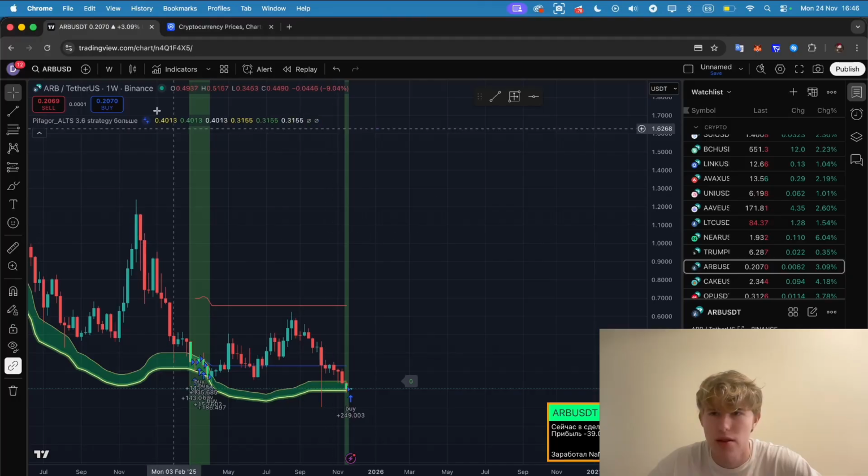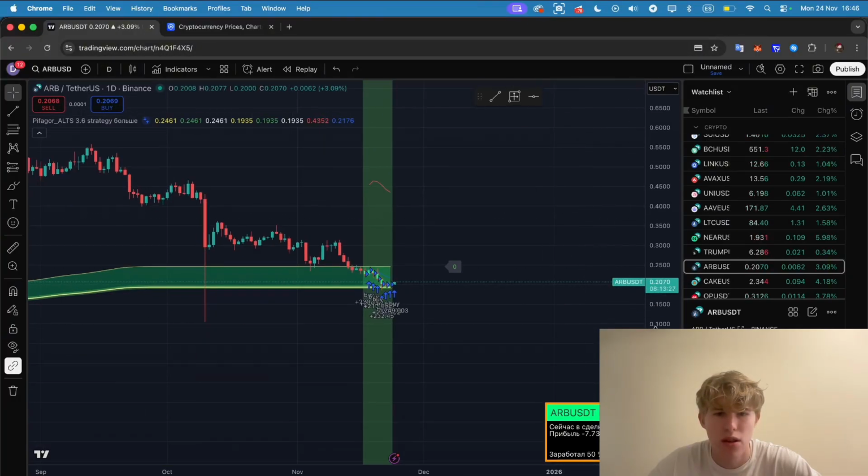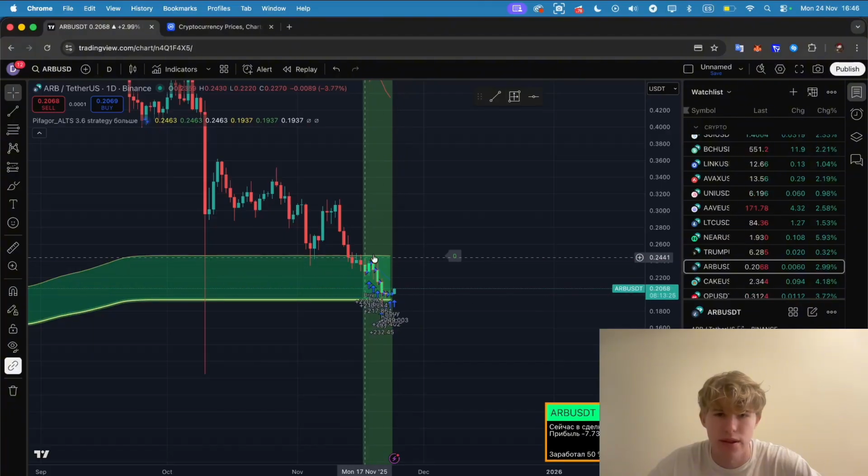Arbitrum, it's 1 week candles. We have a signal here, and we have a signal on the 1 day time frame. Oh, there are a lot of signals. So yes, great opportunity to buy right now.